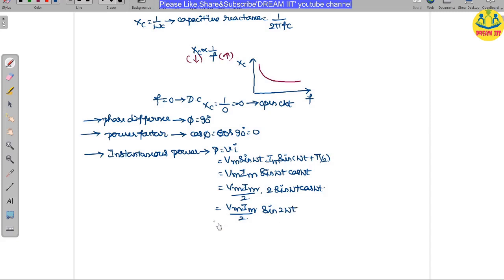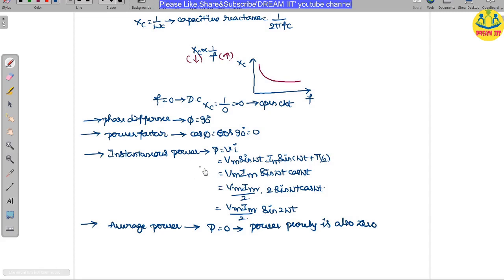So if you observe, this is the instantaneous power. If you calculate the average power, since it is a fluctuating power, what will happen? If you calculate the average power for one complete cycle, it will become 0. So the power absorbed by a purely capacitive circuit is also 0, in the case of AC circuits.